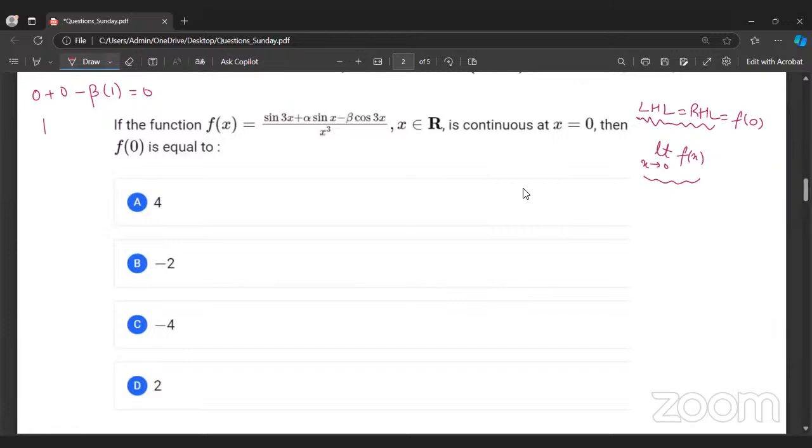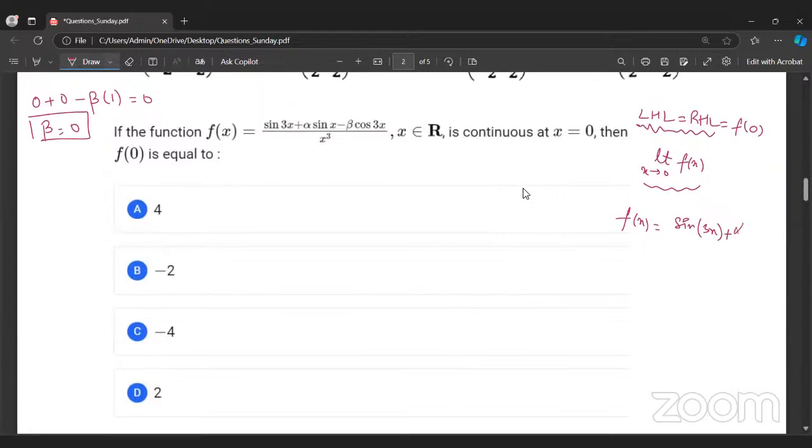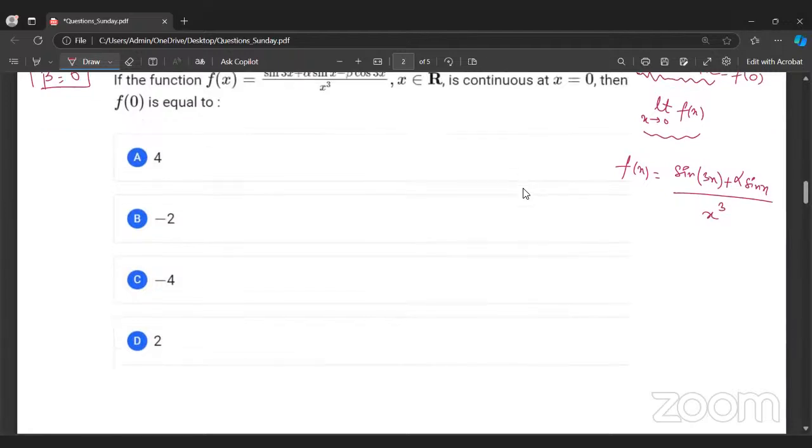So what is the value of beta that I get over here? Beta is 0. So this whole thing has already vanished. So now I am just left with f of x is equal to sine of 3x plus alpha sine of x, whole divided by x cube. Do you all agree with this? Yes, sir. So now, do you all agree that this is a 0 by 0 form?